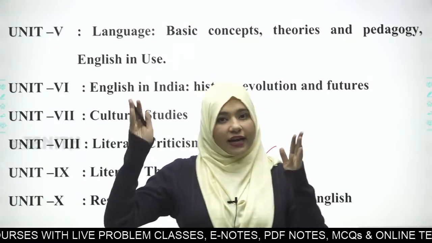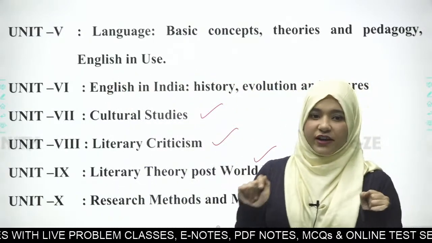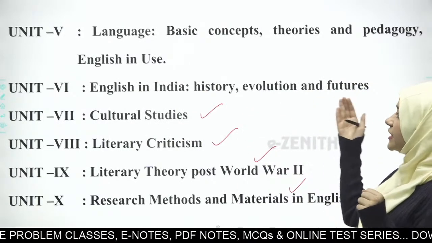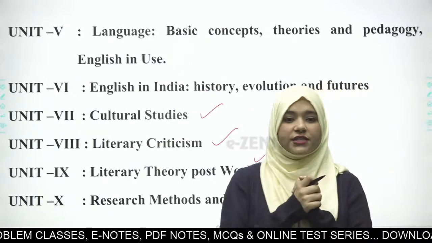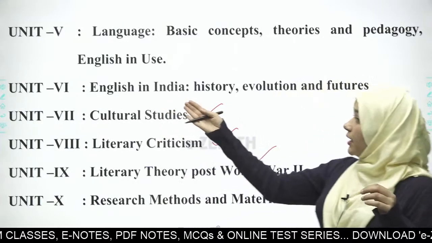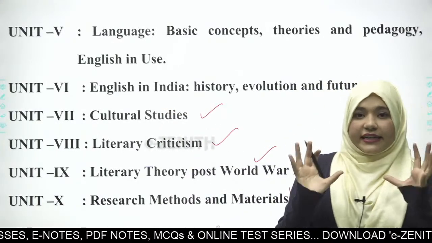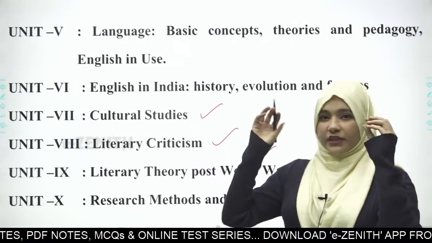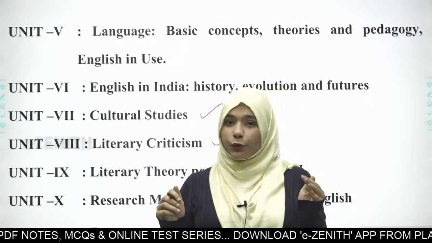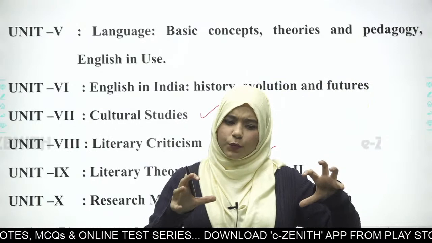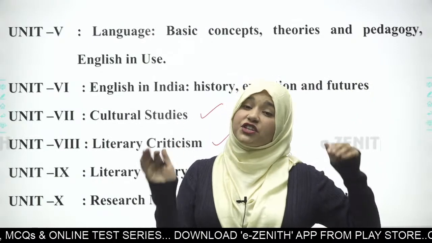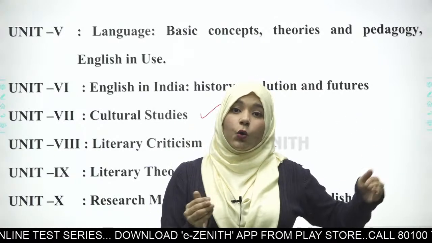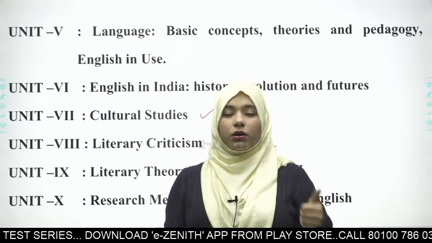All right, so that is all that is covered in unit number 5. Then unit number 6 is English in India: history, evolution and futures. In this unit you will specifically focus on the English language and how it came to India. We will focus on the development of English as a language in India, because of course we are Indians, right? So, how English came to India.